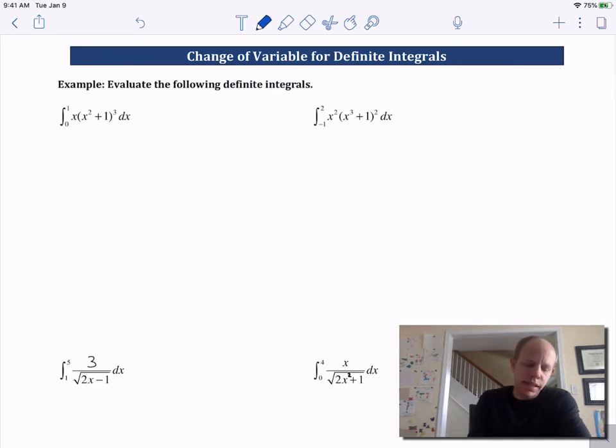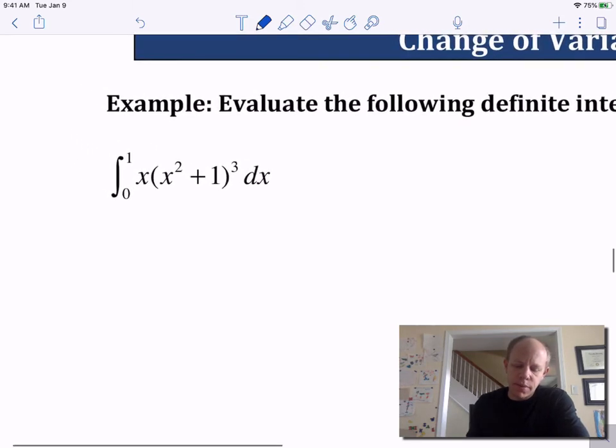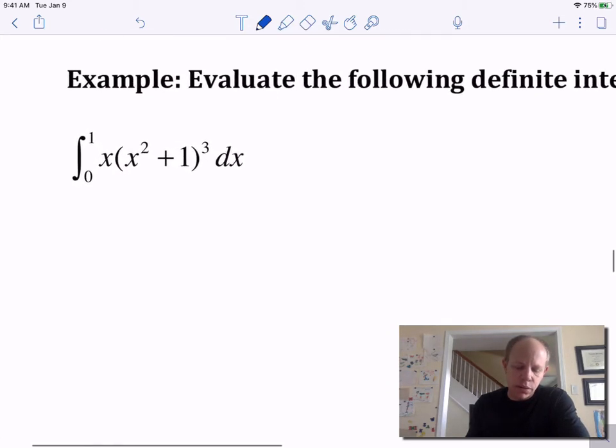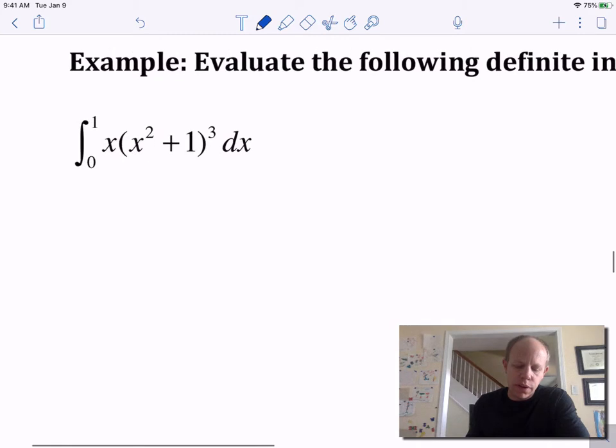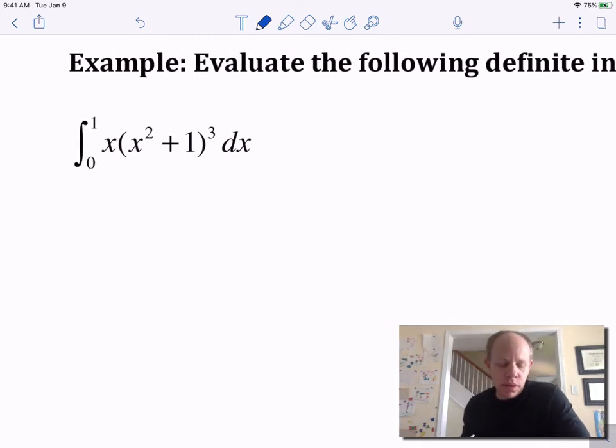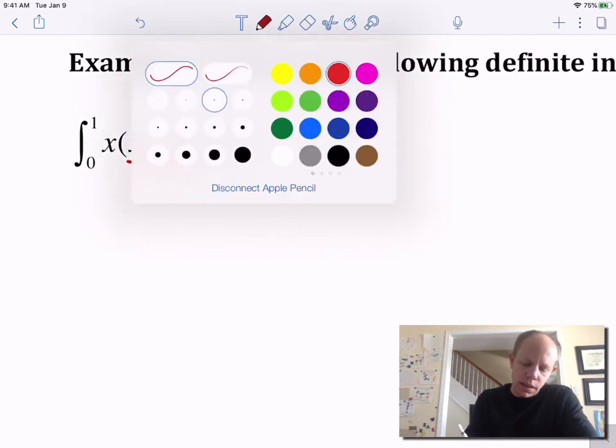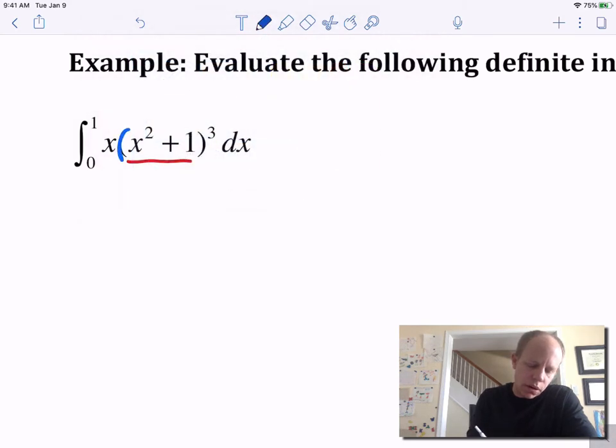So in this example, we are going to be evaluating these definite integrals, and they're going to involve composite functions that we've been working with over the last couple days. So what you'll notice here is we do have a composite function. So we got this inside part, and then we have an outside part right here.